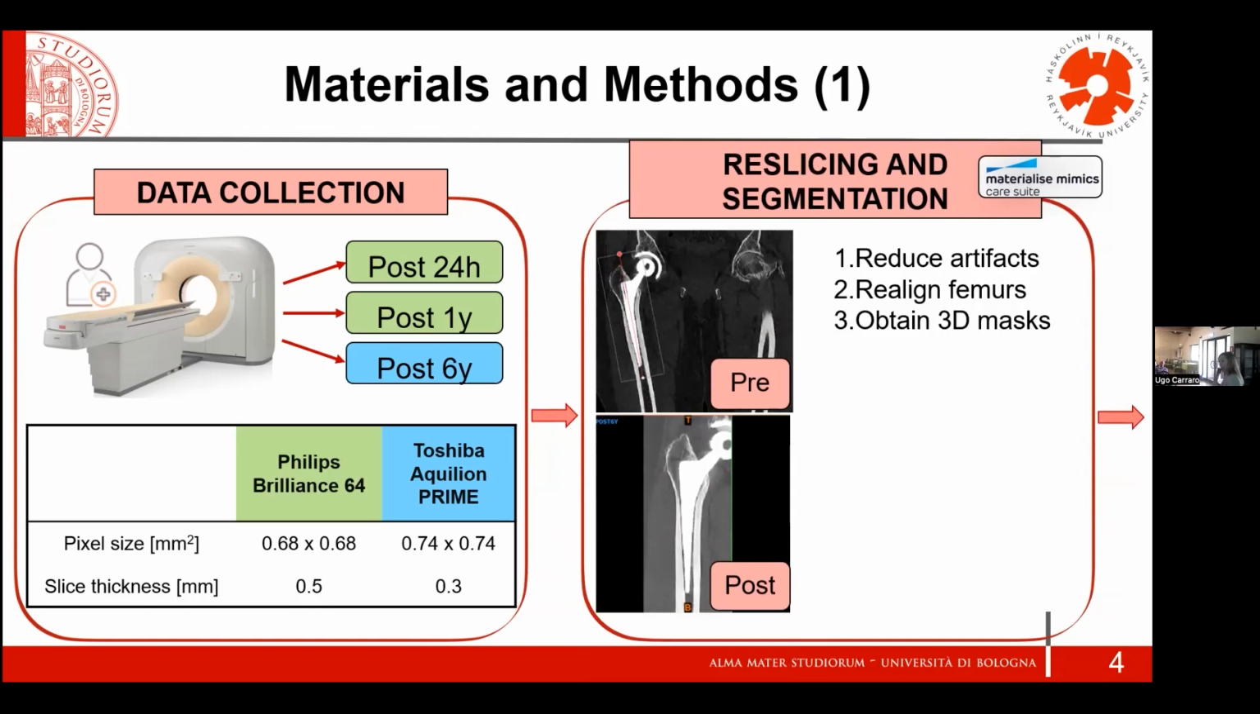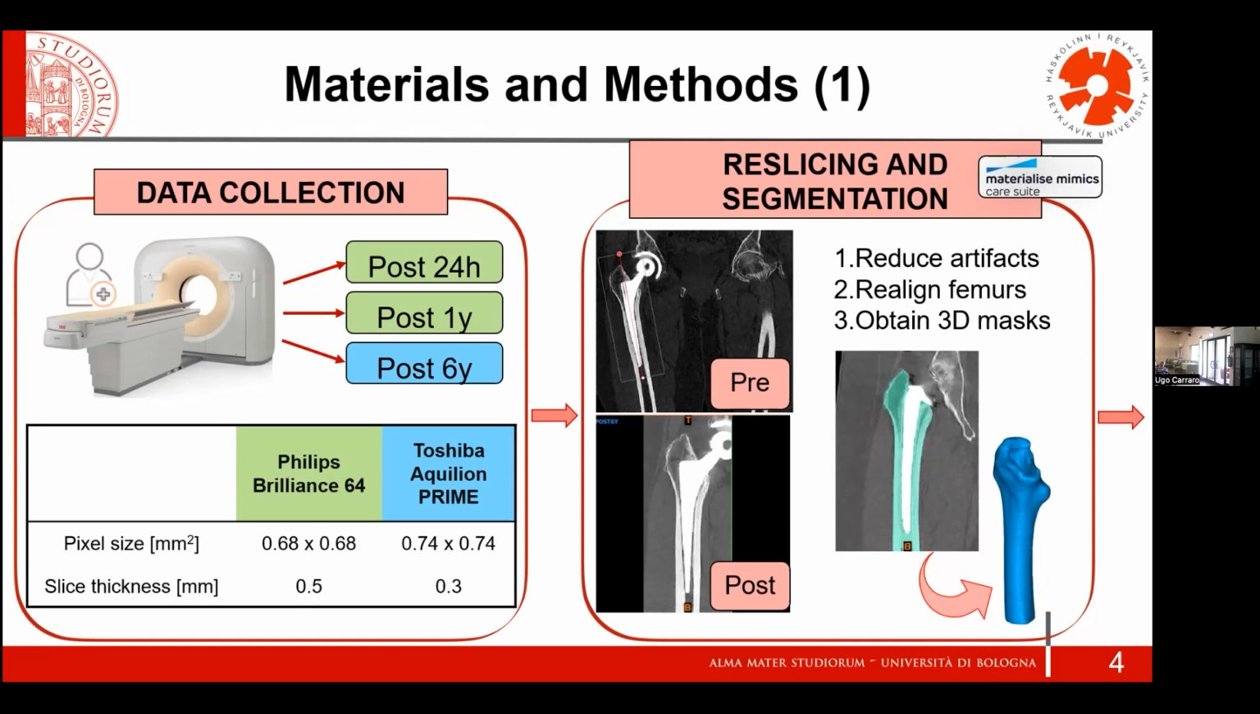So the CT scans were then opened through Mimics to perform a scatter reduction to reduce the metal artifacts. And then the femurs were realigned along the longitudinal axis up to 2 centimeters from the distal tip. After, we performed a segmentation to isolate our region of interest, the femur, and to obtain the 3D masks.